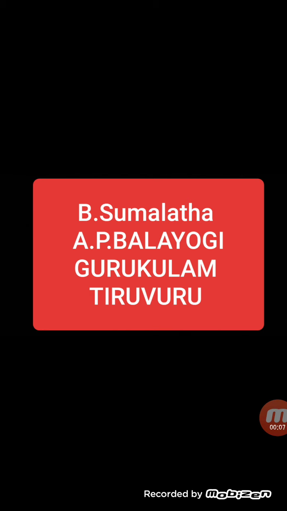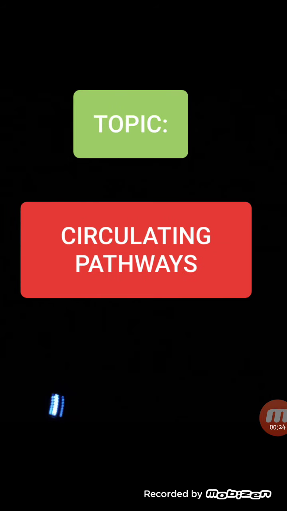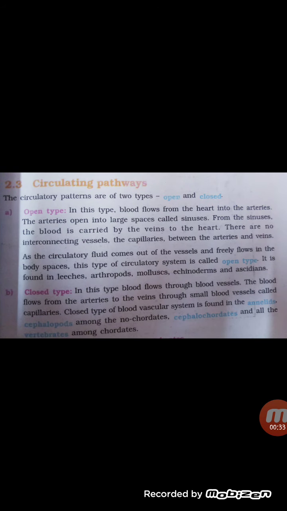Today I am going to discuss second year zoology, human anatomy and physiology, second unit. Unit name: body fluids and circulation. Today we are going to learn about circulating pathways. So, what are circulating pathways?